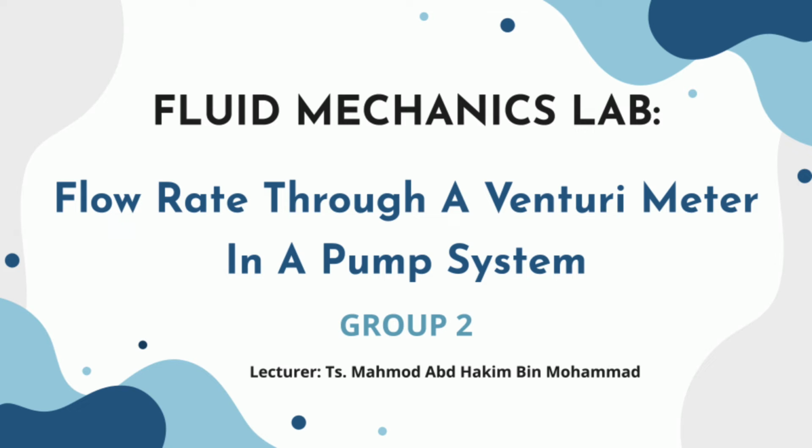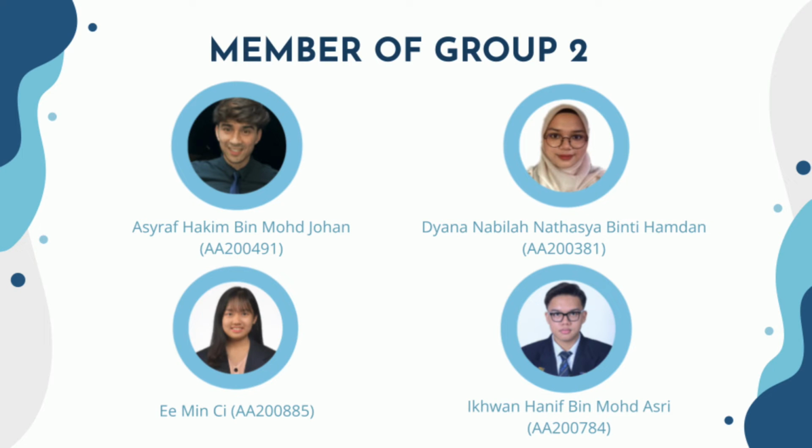My name is Ashraf Hakim bin Muhammad Johan and my matrix number is AA200491. We are from Section 6 Group 2. Me and my group members, Minchi, Ikhwan Hanif and Diana Nabila, will present about the first topic of the experiment, which is flow rate through a Venturi meter in a pump system.